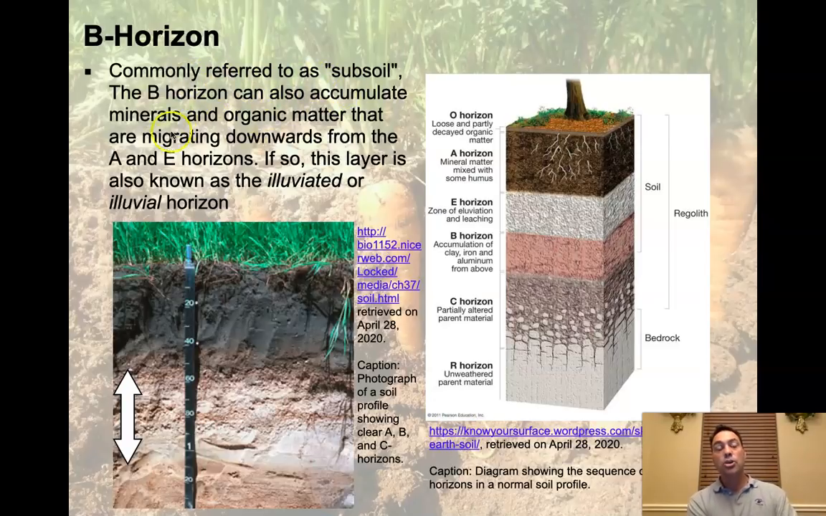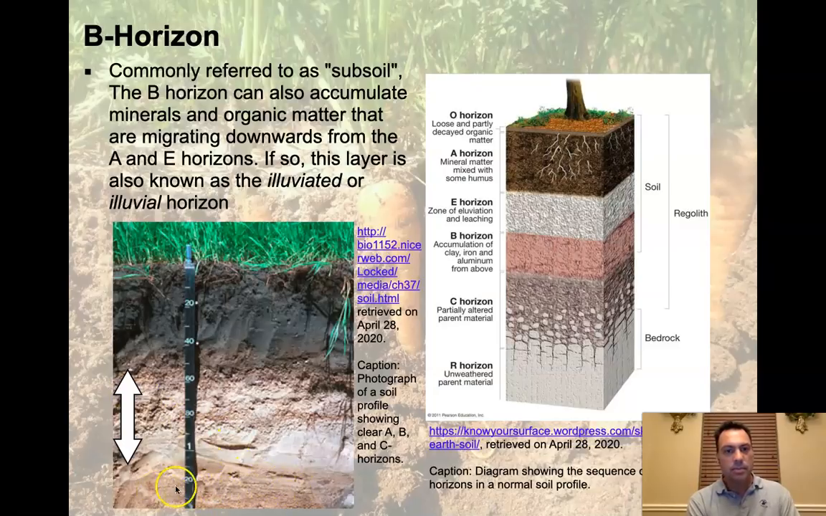The B horizon can also accumulate minerals and organic matter that are migrating downward from the A and E horizons. If so, this layer is known as the illuviated horizon. So this is a zone of accumulation. Well, what is it accumulating? It's accumulating a lot of the clay, a lot of the iron oxides, and a lot of the aluminum oxides. When that happens, we get a zone that tends to be kind of pink because you've got the iron, and the iron tends to stain the soil. So here we don't have a pronounced E, but we have a clear A up on top. So we've got A, and here's our B. And then down below we have a little different texture.